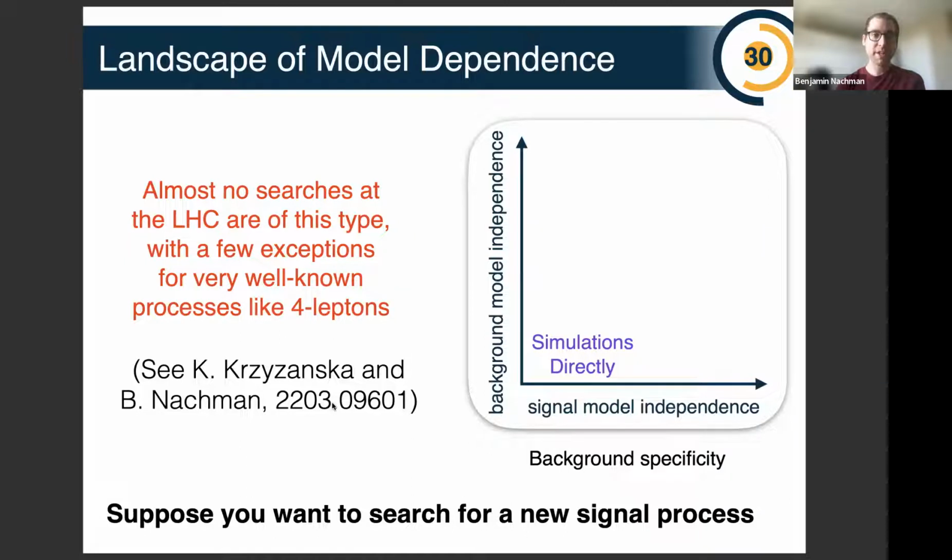Almost no searches at the LHC are of this type because the simulations are almost never good enough to take them exactly as they are. We almost have to inject some information from data, but there are some cases where this is known. For instance, you have 4 electrons or muons in the final state. This process is known exquisitely and can be simulated very precisely, and so it's used basically out of the box.